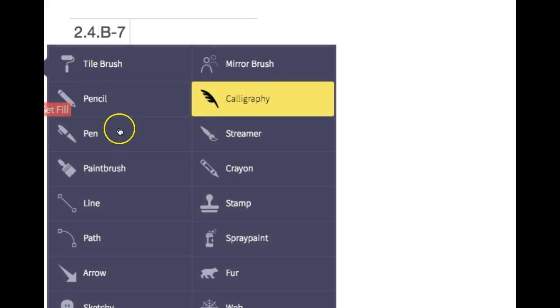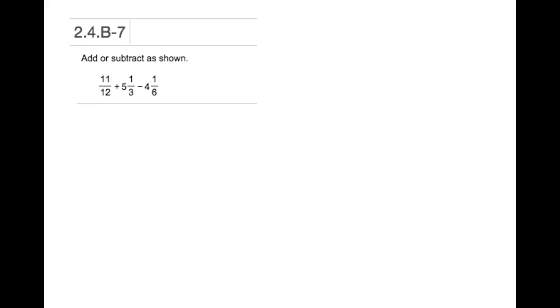Okay, so this is question 2.4.B-7, and we're asked to add and subtract some fractions, and there are some mixed fractions worked into this problem. So what we want to do first is take these mixed fractions and convert them into improper fractions.